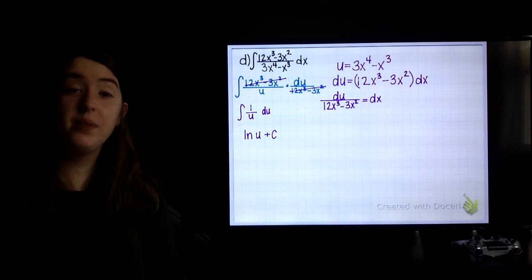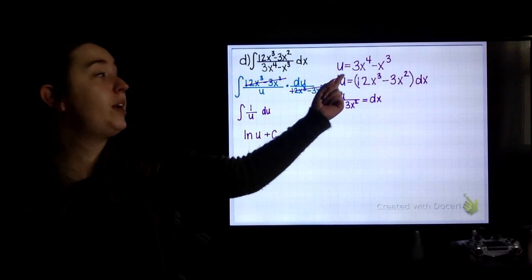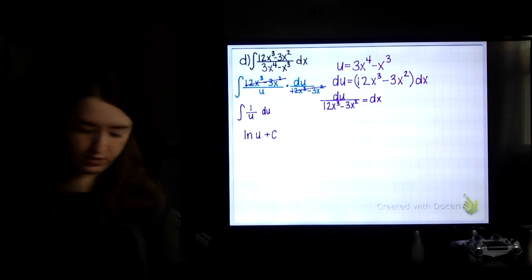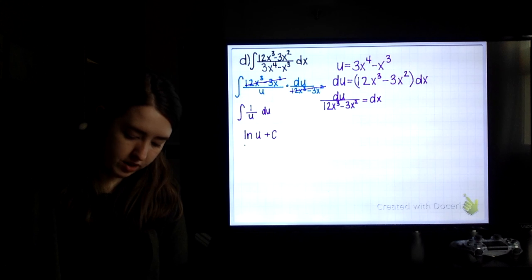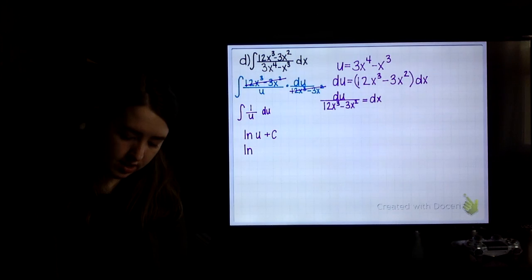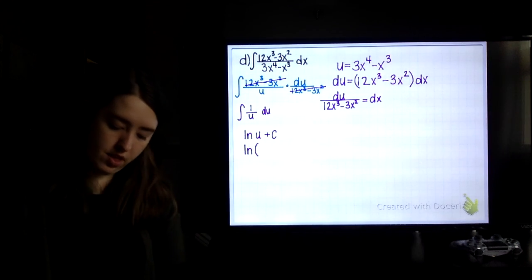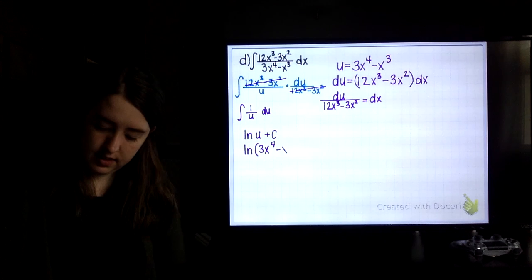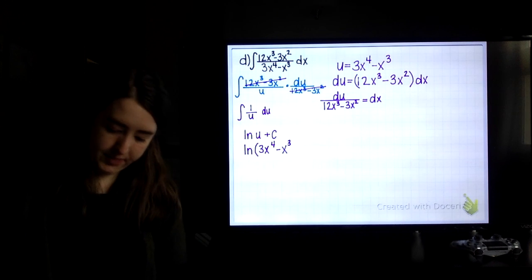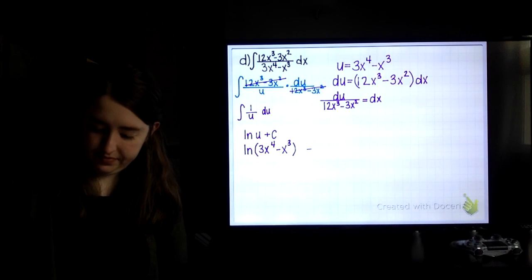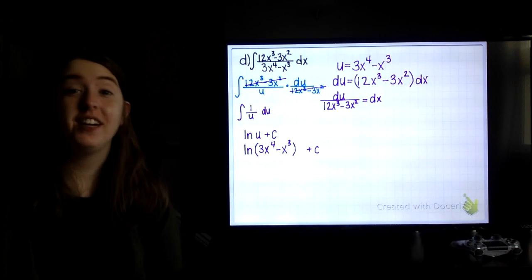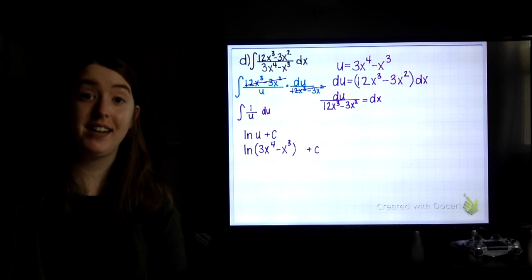And then the last thing we want to do is replace in what we had equal to u and plug it on into u. So we'll have natural log of 3x to the fourth minus x cubed plus c. All right, so I'll give you a couple of different ways to practice this tomorrow.